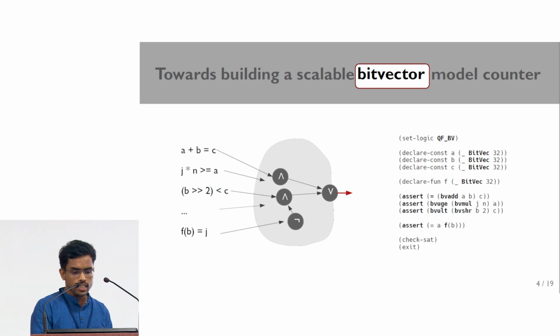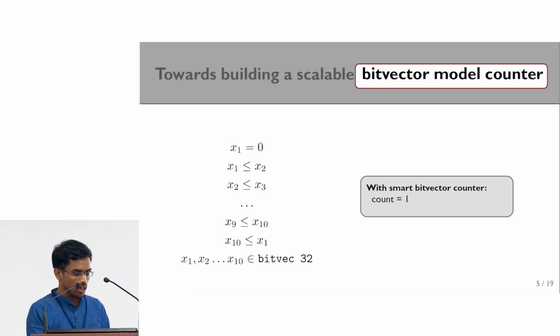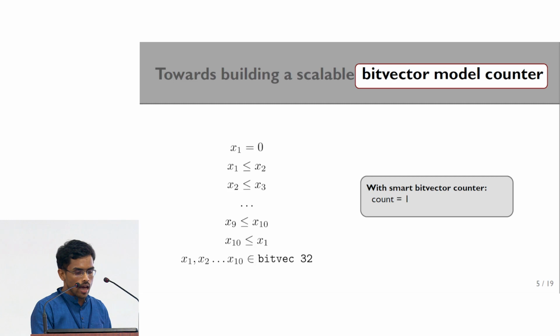Why is bit vector counting interesting? Let's have an example. Here, x1 to x10 are all 32-bit bit vectors, and we have constraints saying x1 equals 0, x1 is less than or equal to x2, x2 is less than or equal to x3, and so on, with a final constraint that x10 is less than or equal to x1. By the time I have said it, you have probably figured out that the number of solutions for this set of constraints is 1: everything must be set to 0. So in this last moment, you have reasoned over 320 bits. That is not very simple, but smart bit vector counters can reason this smartly.